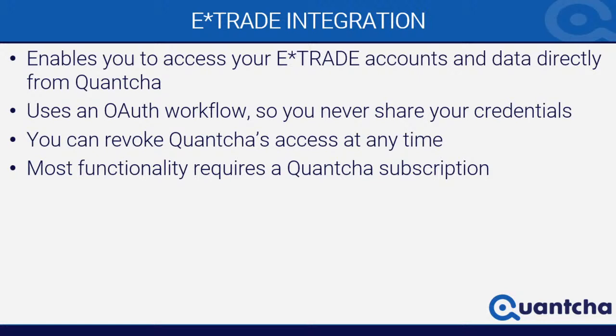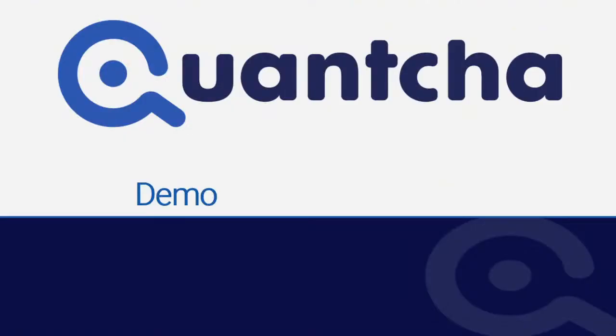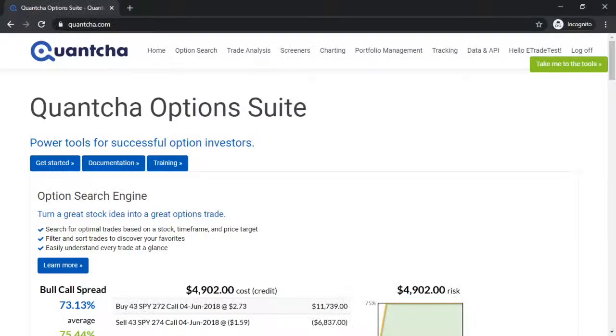So if you and E-Trade have the agreement in place where you get real-time data, and you link your E-Trade and Quantcha accounts, then the data that shows up for you in Quantcha will be that real-time data we pull in from the API on your behalf, for as long as your account is linked. So without further ado, let's get into a demonstration of some of the cool stuff here.